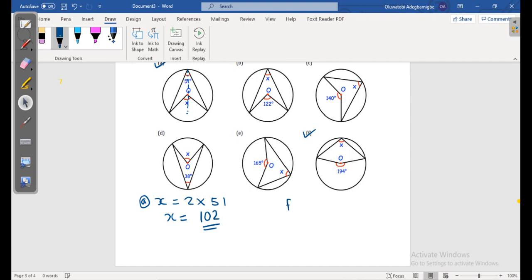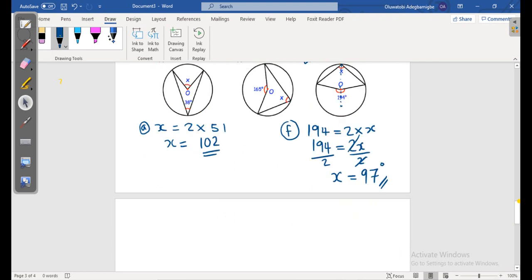For F, this is the angle at the circumference. If you trace it, it stops here. 194 is the angle at the center, which is 2 times the angle at the circumference, which is X. And that's 194 equals 2x. So over 2 over 2. 2 cancels out 2, and my x is what? 97 degrees. So you can play around with the remaining questions there.